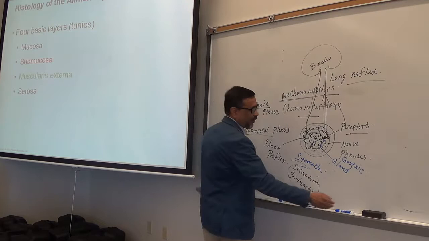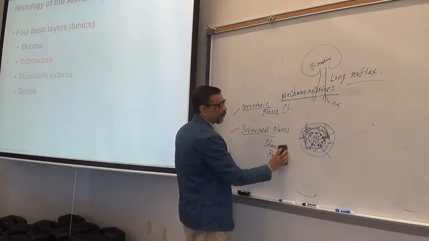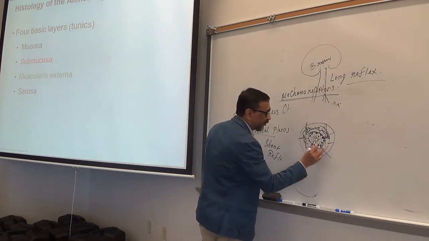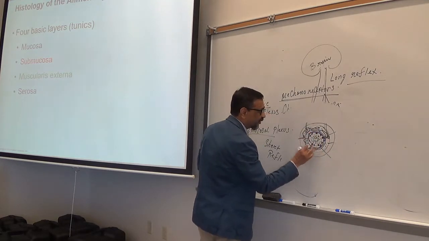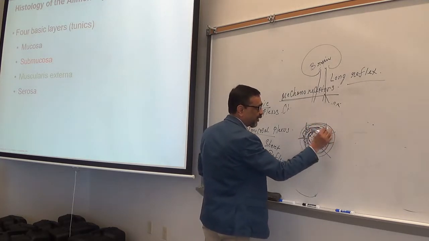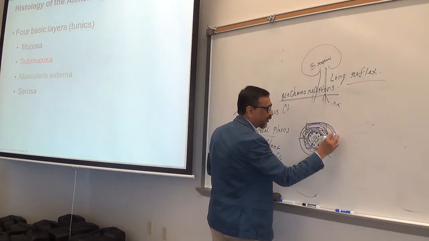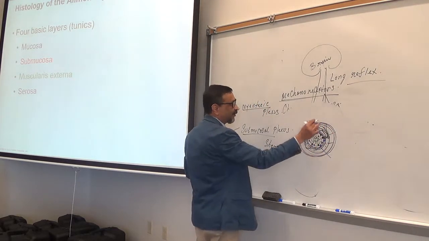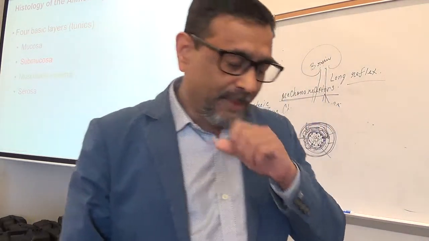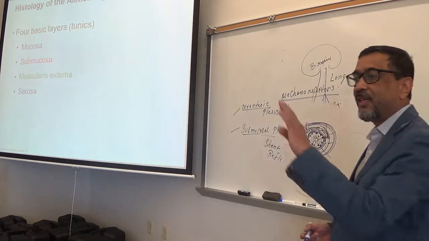So here, if I draw, from inside to outside, innermost layer is the mucosa. So this is the mucosa. Then you have the submucosa. Then you have muscular, thick muscular layer. That is the muscularis externa. And outer covering is the serosa. Okay, so like that, inside to outside. Now, remember, you can write it down. Mucosa itself has three layers in it.